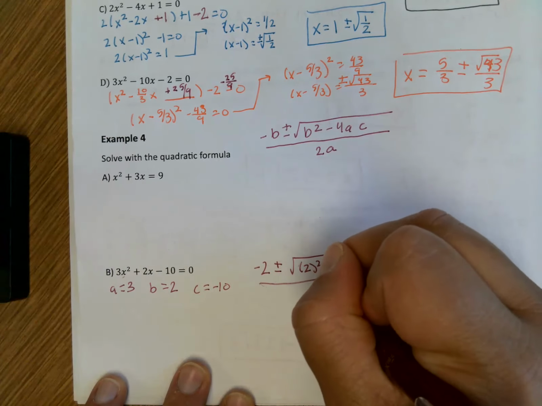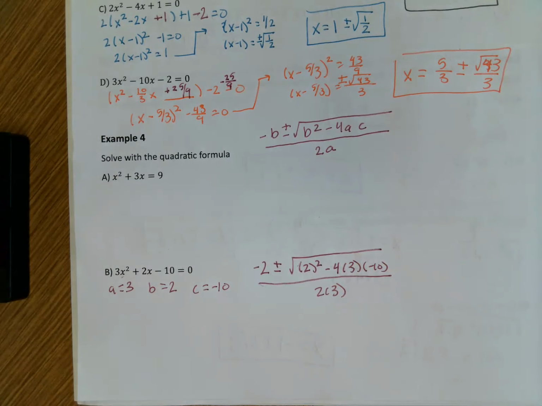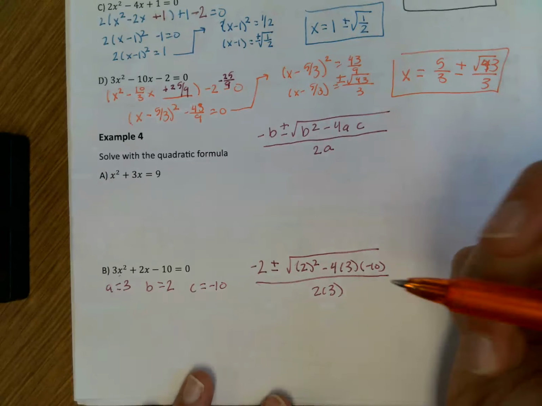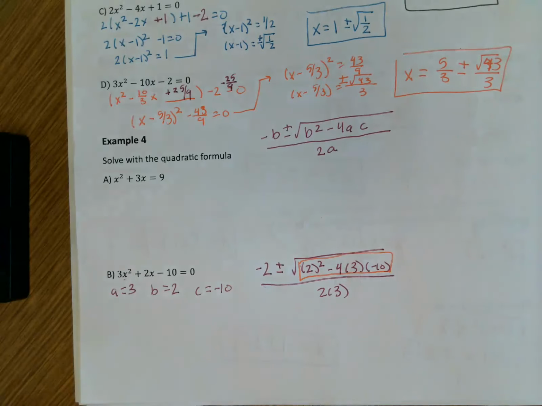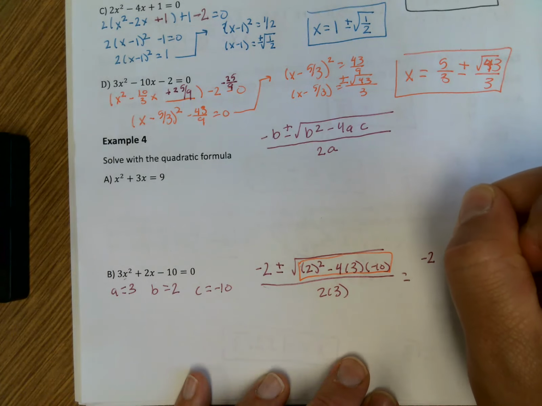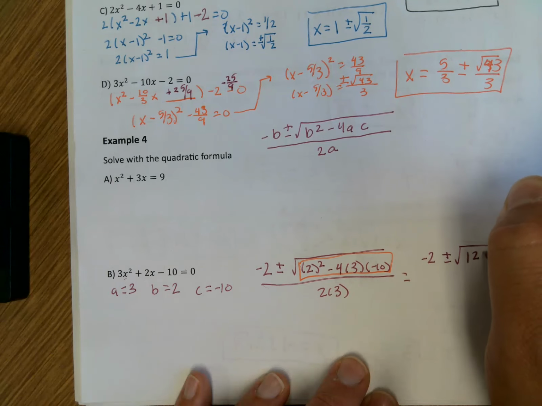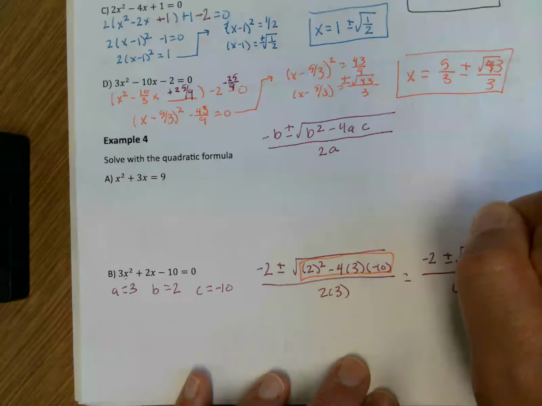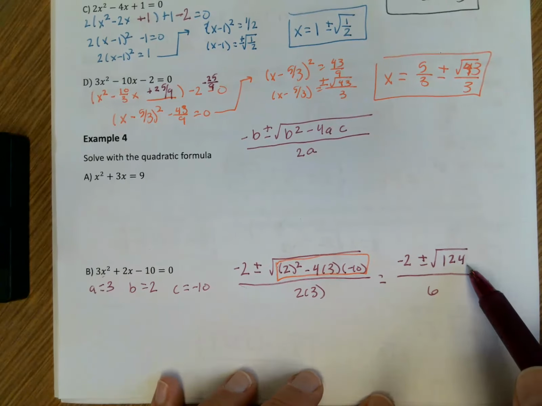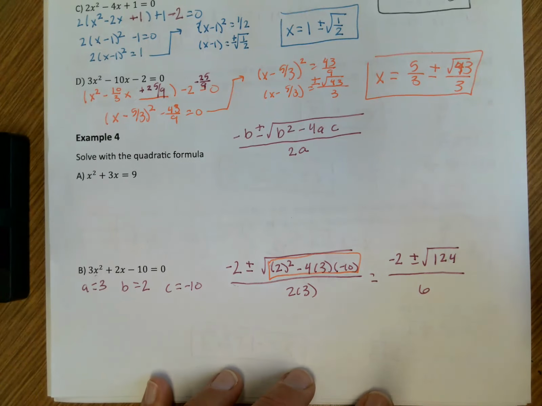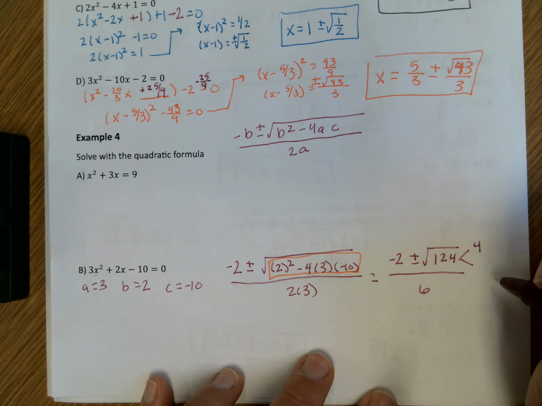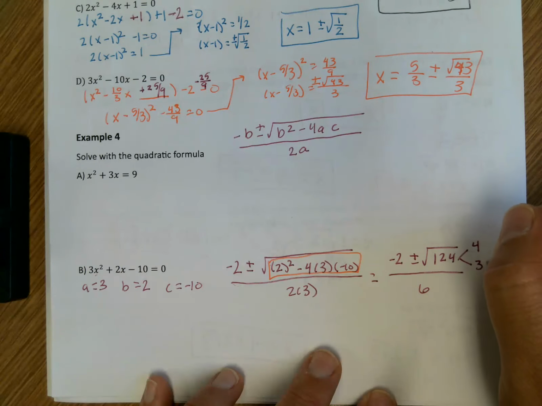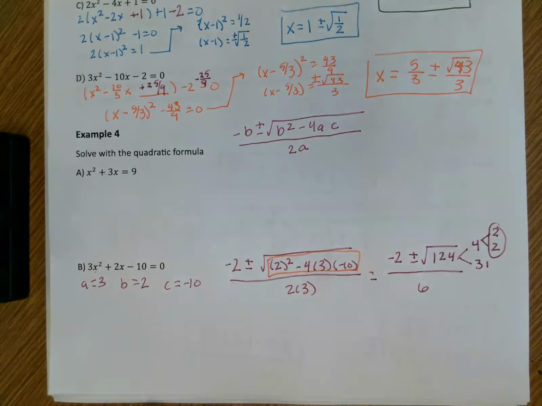all over 2a. Now the biggest thing here, because I want the most precise answer, just put this portion into your calculator. So this becomes negative 2 plus or minus the square root of 124 over 6. This is where you have to simplify this root. I'm going to do my factor tree, and I already divided it by 4. That's what I checked first, a perfect square, and 31. So I know that this is going to be able to simplify. This right here, I have a pair of 2's.